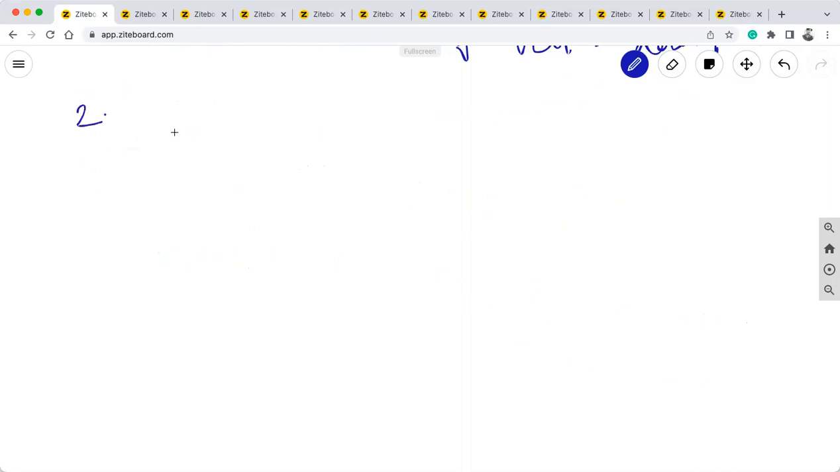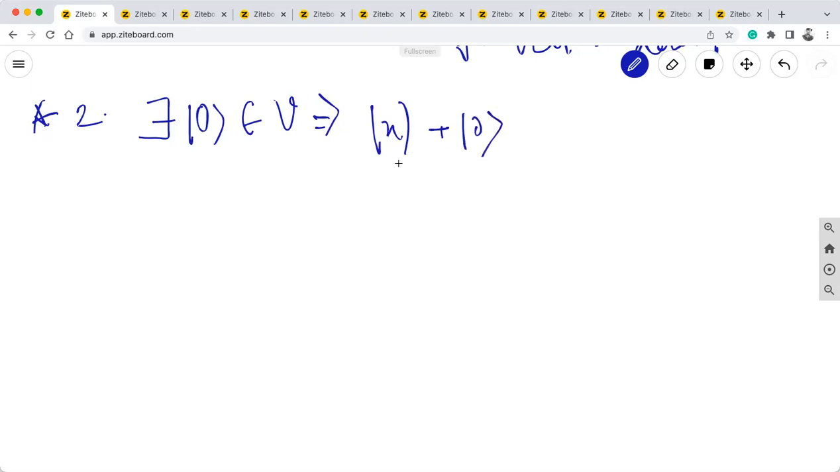Second, a very important property, is that there exists a zero vector. You can denote it like this, or like this. There exists a zero vector as an element of the set V, for which the operation |x⟩ + |0⟩ equals the element |x⟩ for all |x⟩ belonging to the set V.